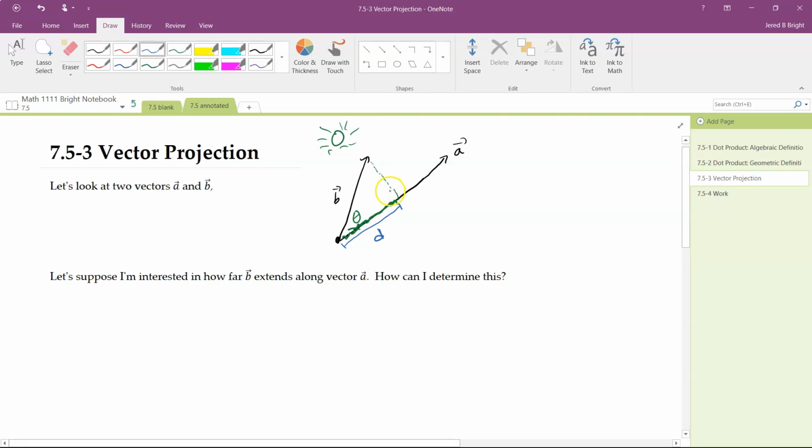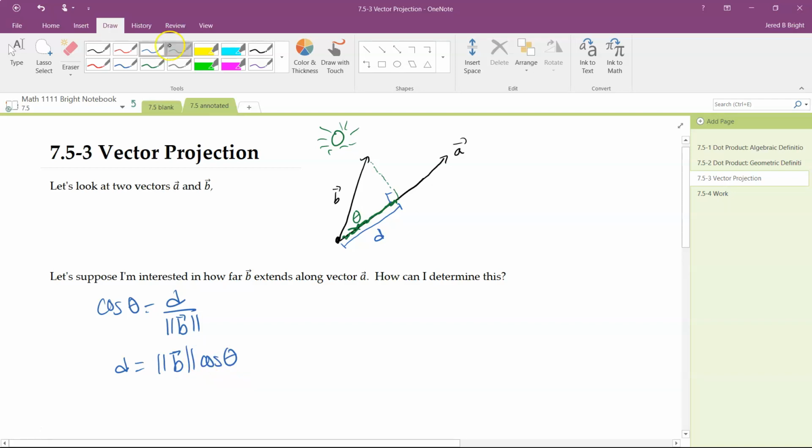Now we also notice that this is a right triangle, so if I want to find D, I can use cosine. So let's do cosine of theta is equal to D over the length of vector B, or the magnitude, rather. If I want to find D, that's easy peasy, so multiply by the magnitude of B, so I get D is the same as magnitude of B cosine of theta. That isn't bad.